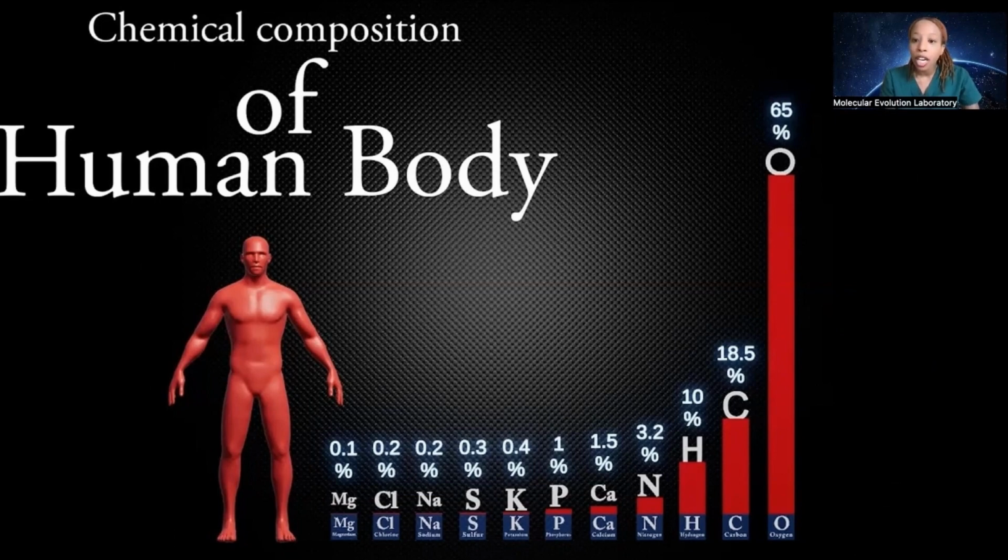The human body consists mostly of oxygen atoms. 65% of your body consists of oxygen. So we know that the body consists of mostly water. 18.5% is carbon, 10% is hydrogen, followed by nitrogen. You have other elements such as calcium, phosphorus, potassium, sulfur, sodium, chloride, magnesium. You also have zinc as well as a few others.